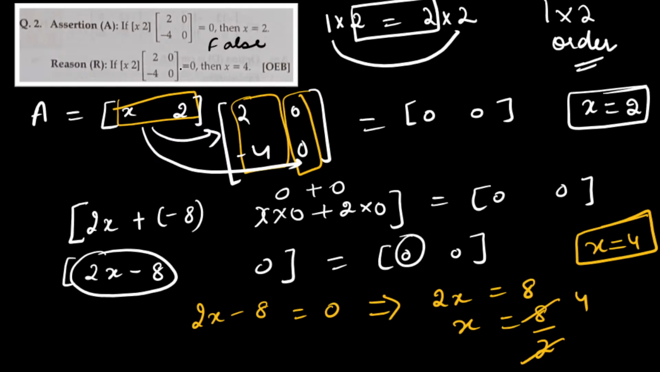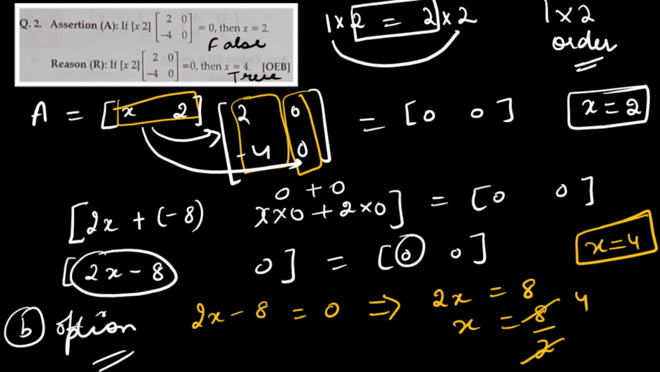The reason also says the same thing, but they have mentioned x equals 4. So that is true. We have checked also, x as 4 only we are getting. So that means here A is false, R is true. So which option is this one? A is true and R is false. I hope you remember the options. A is false and R is true is option B. No one remembers.